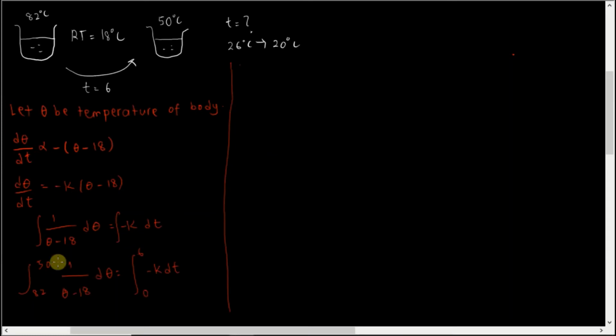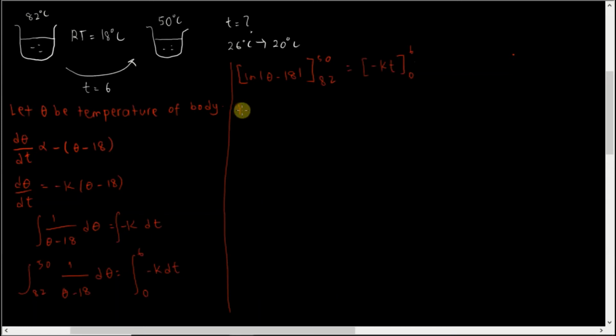So integrating the left part, we should get ln theta minus 18 from 50 to 82, equals to, integrate negative k, which is just going to be negative kt, because we integrate in terms of t, from 0 until 6.